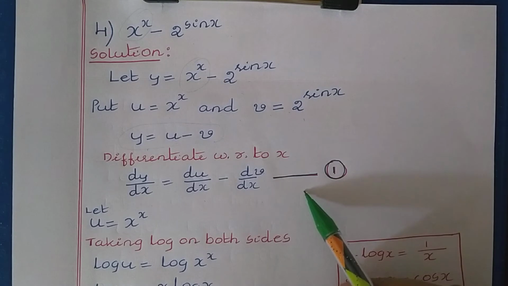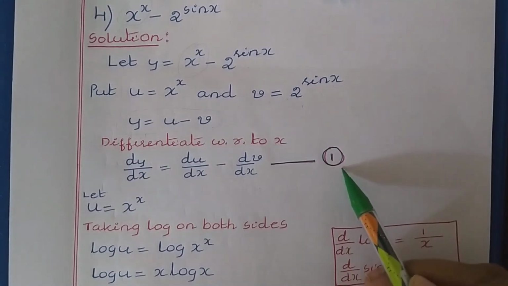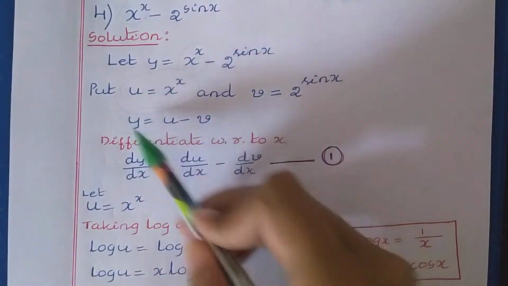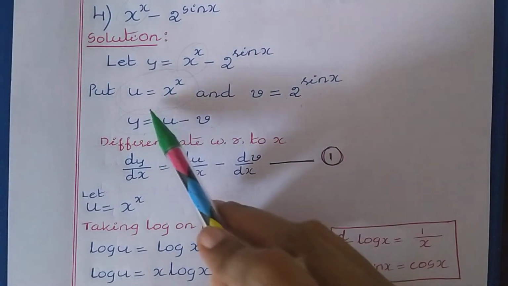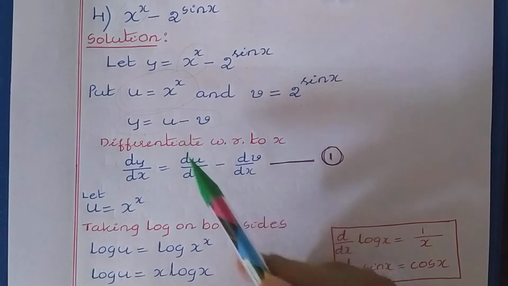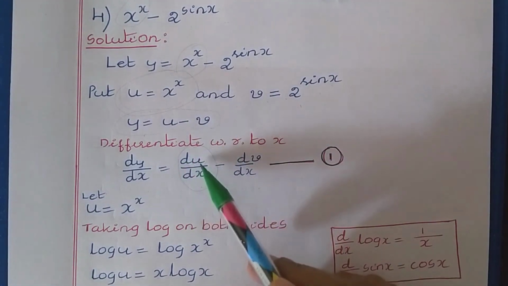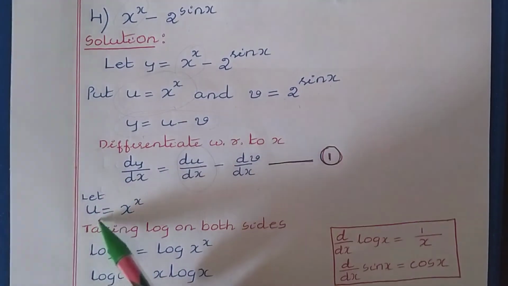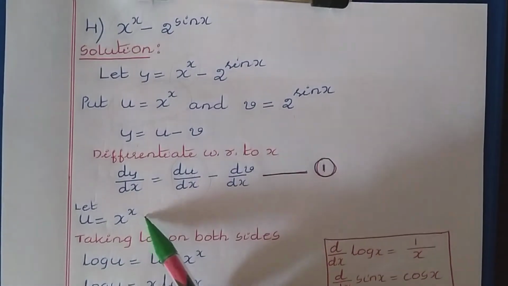Let us name this as equation 1. Next, we need to find the derivative of each of these functions. First I am taking u is equal to x to the power x, because we need the derivative of u as well as v. So first let us take this. Let u is equal to x to the power x.